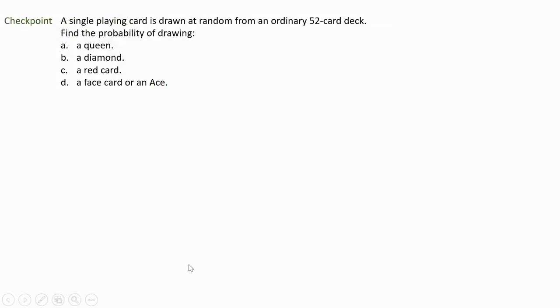Okay, now this one: a single playing card is drawn at random from an ordinary 52 card deck. Find the probability of drawing a queen, a diamond, a red card, a face card, or an ace.